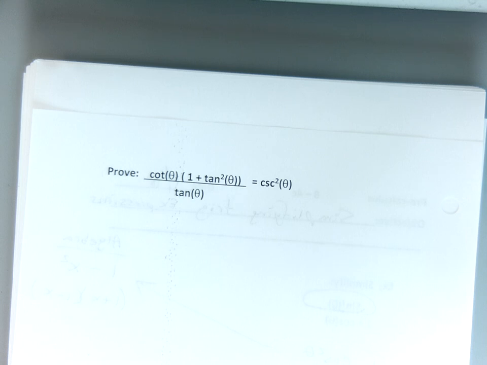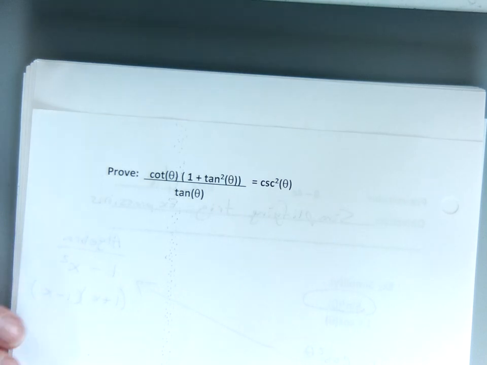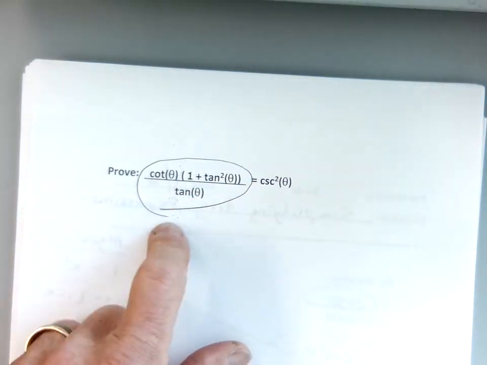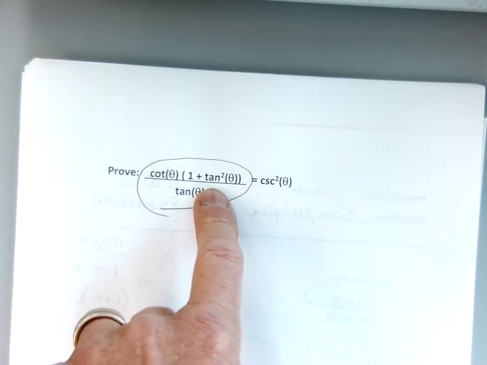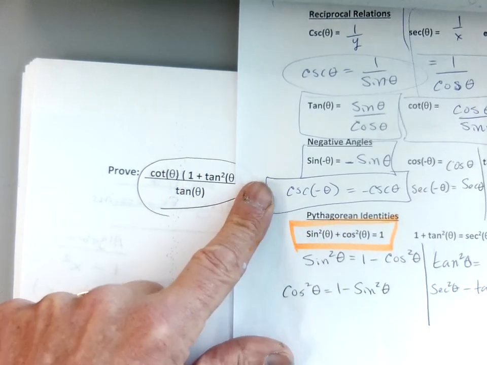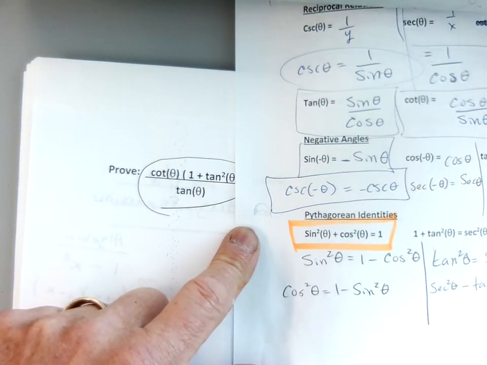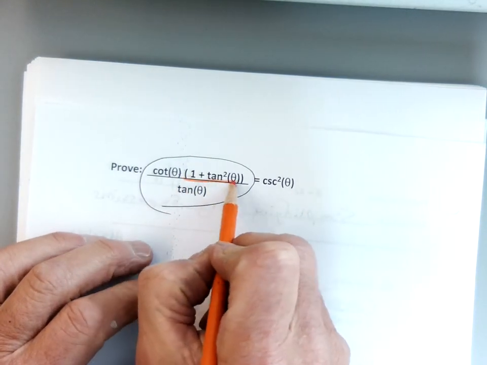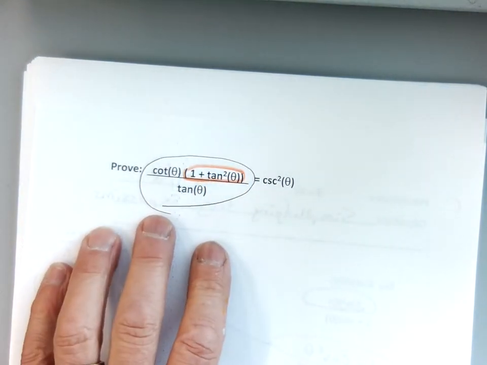Sometimes on these proofs, you have to work both sides. Does that make sense? Until you get an identity on both sides. Okay? Okay, so let's see if we can simplify. So I'm going to see if I can simplify this first. 1 plus tangent squared. I think I'm going to start there. Let's see. A 1 plus tangent squared is a secant squared. So let's change this into a secant squared, okay?